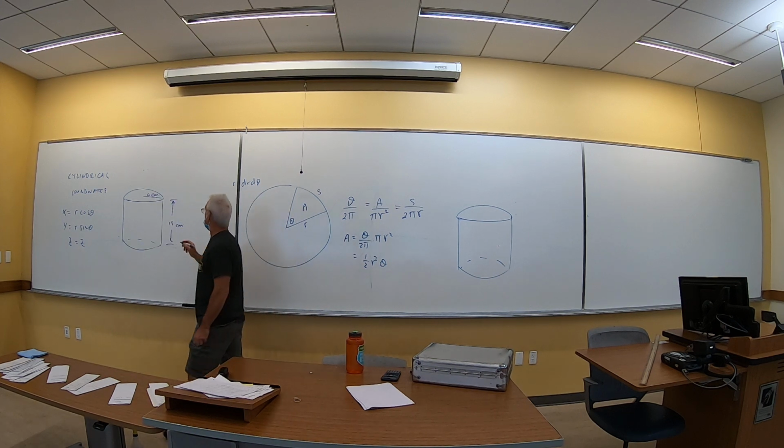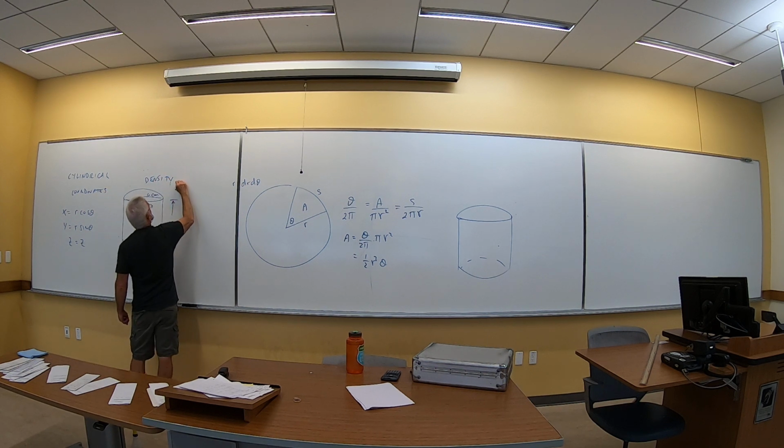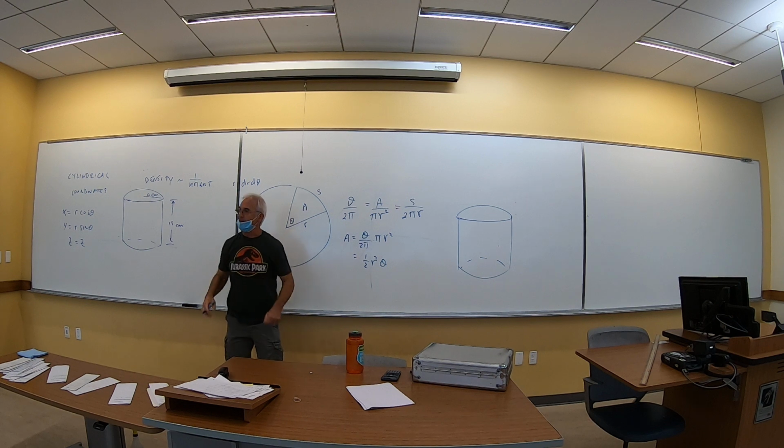And we're going to say that the density I'm going to just say is loosely proportional to 1 over the height. That symbol in this context actually means proportion. We'll come up with something specific.